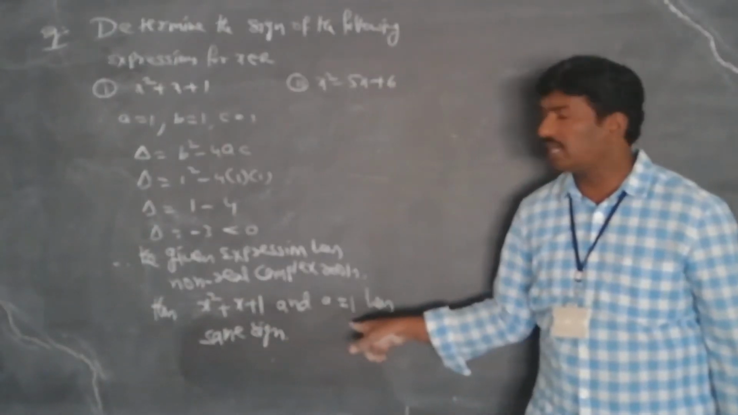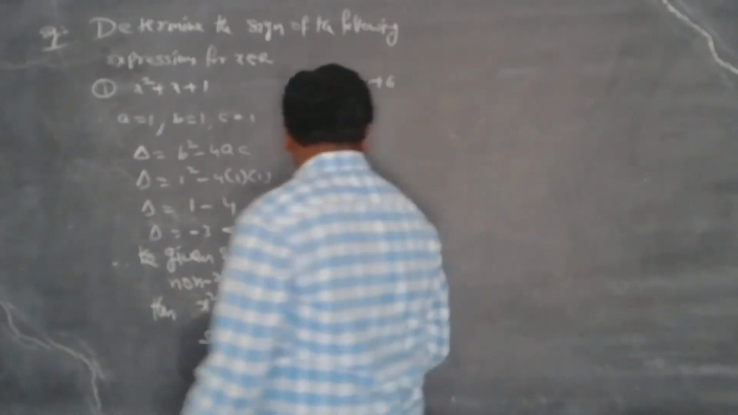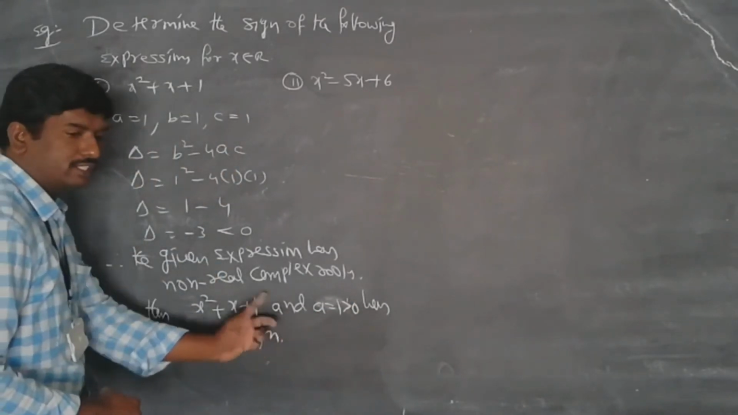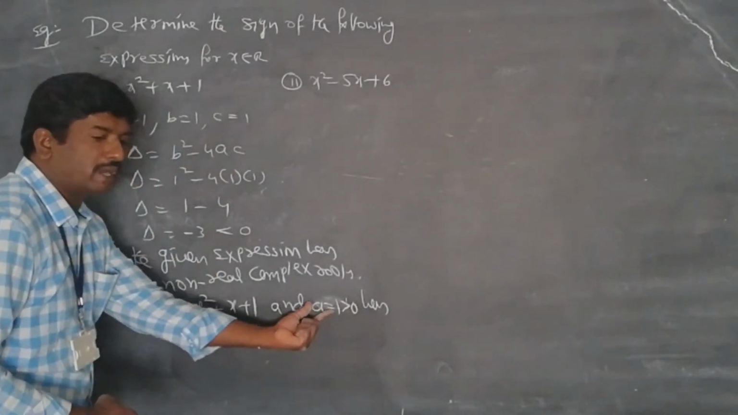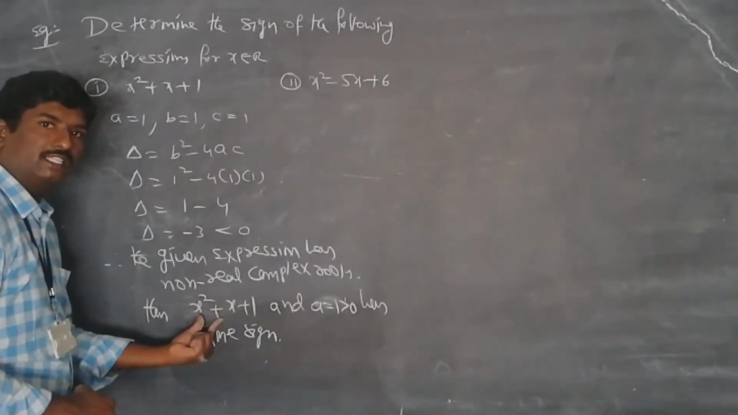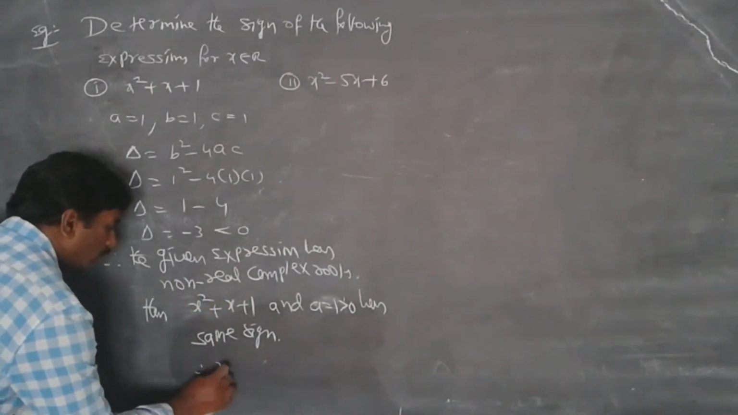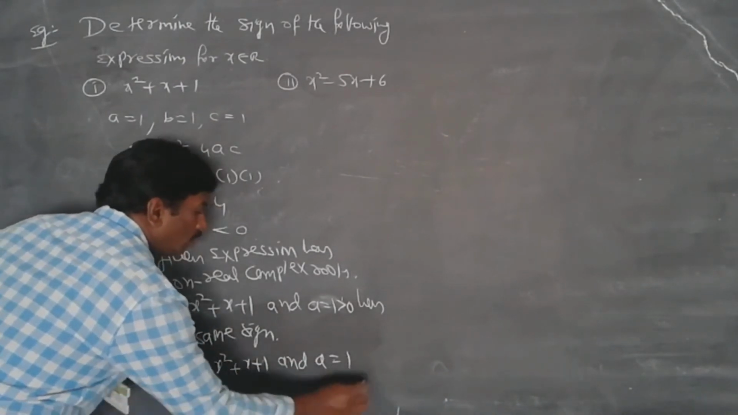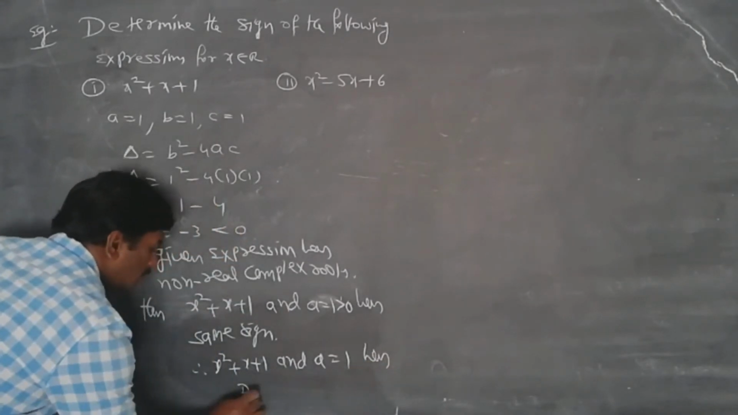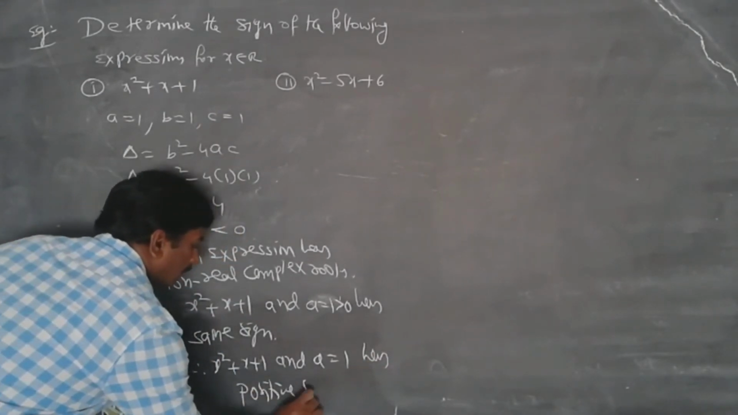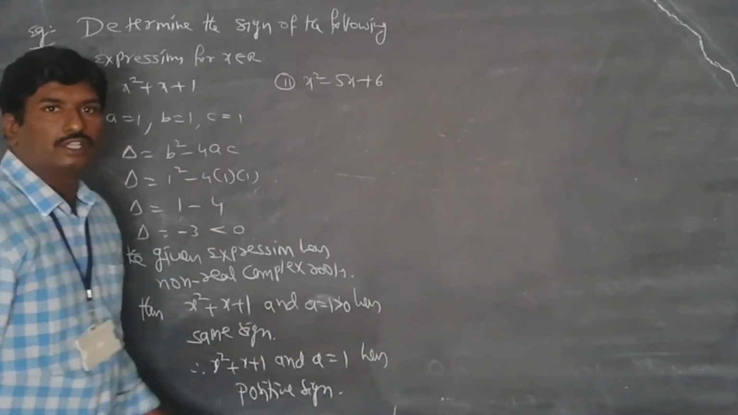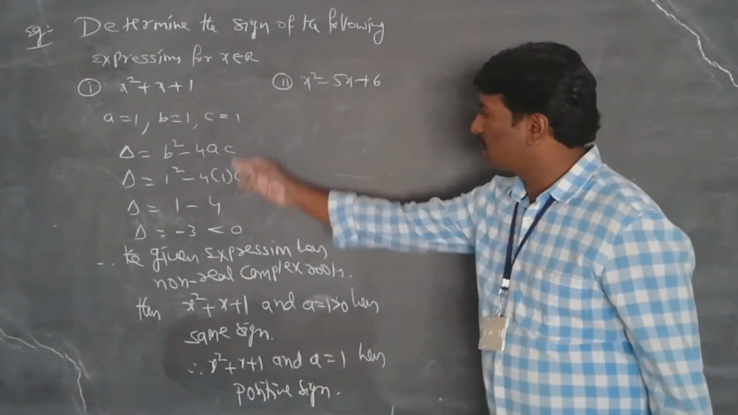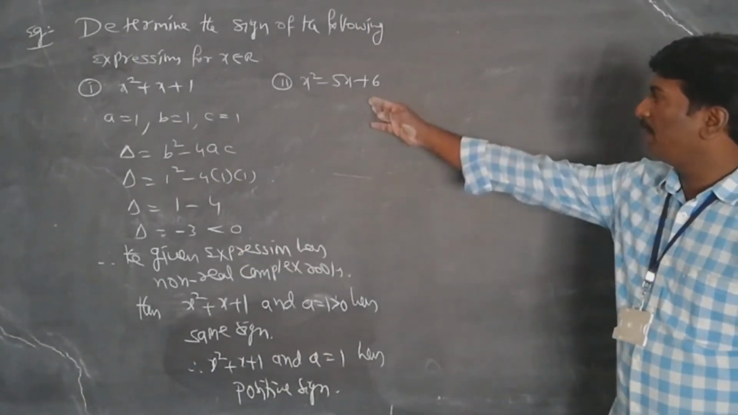So that means these two have positive sign. a is equal to 1, greater than 0, have the same sign. When it is positive, by this condition you can say it is also positive. Therefore, x square plus x plus 1 and a equal to 1 have positive sign. So like this you have to identify the sign of the expression. So this is about the first problem. Now let me explain the second one.